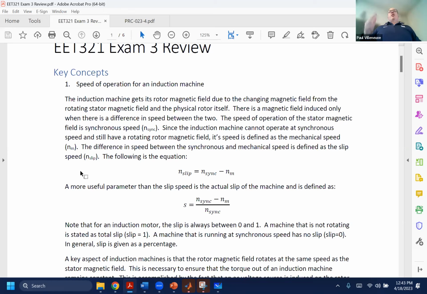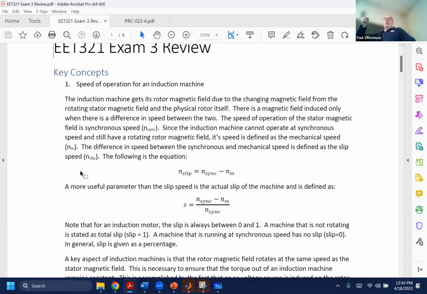Okay, so that's a long way of saying our rotor field rotates at the same speed as our stator field. Be very careful and listen to the terms I'm using. Rotor field and stator field rotate at the same speeds. I never said the rotor itself rotates at synchronous speed. We said that it has to rotate at less than synchronous speed.